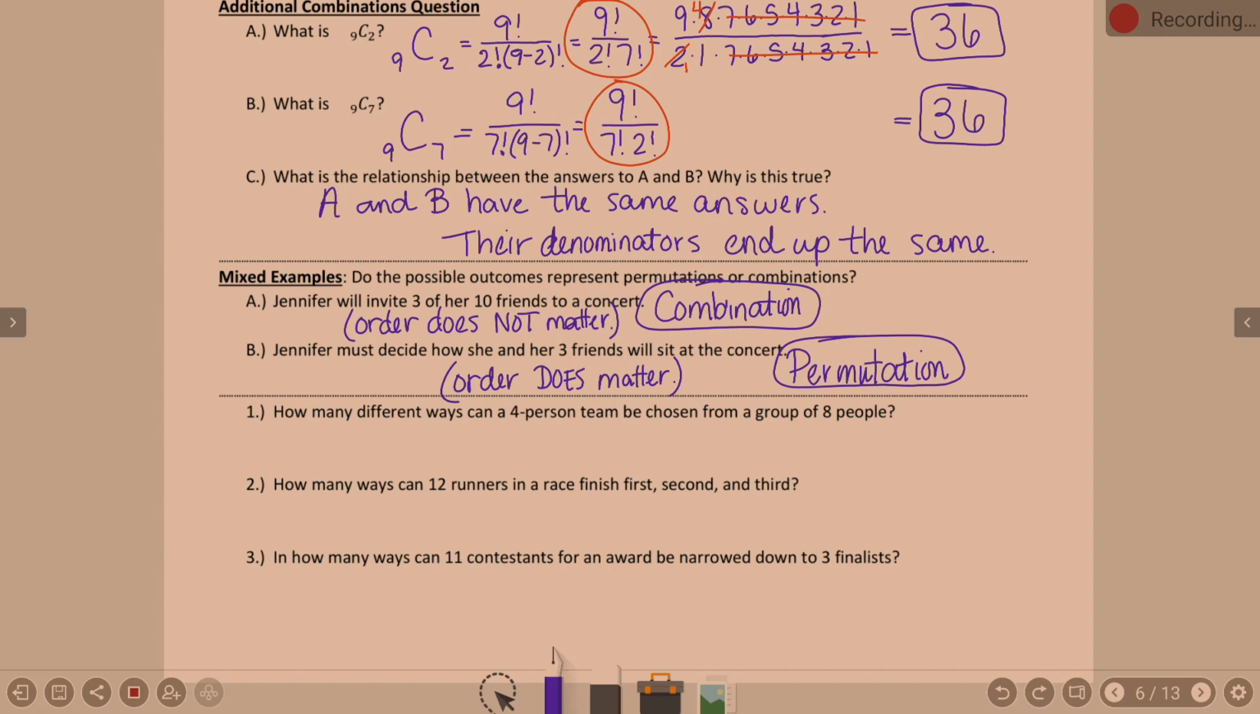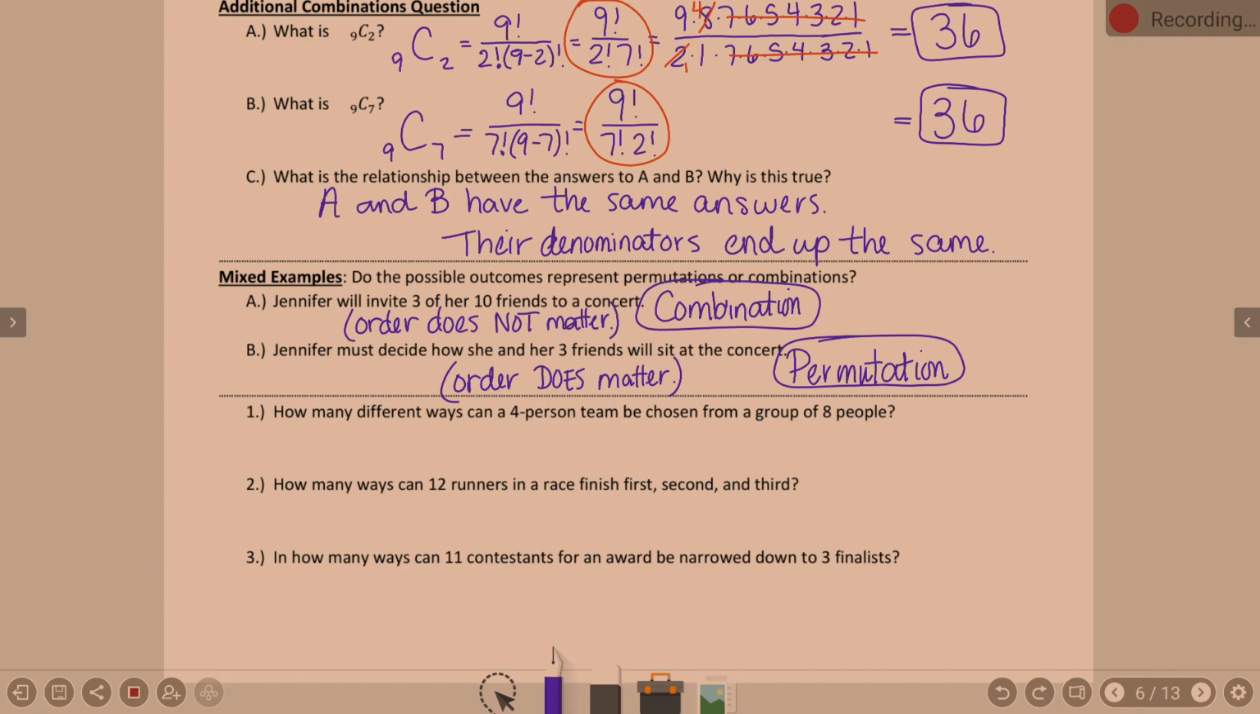I didn't put directions here for whatever reason, who knows. But we're actually going to answer these questions. Question 1. How many different ways can a 4-person team be chosen from a group of 8 people? Combination. So the first question you have to ask yourself before we set this up is, does order matter? Are we going to set up a permutation or combination?